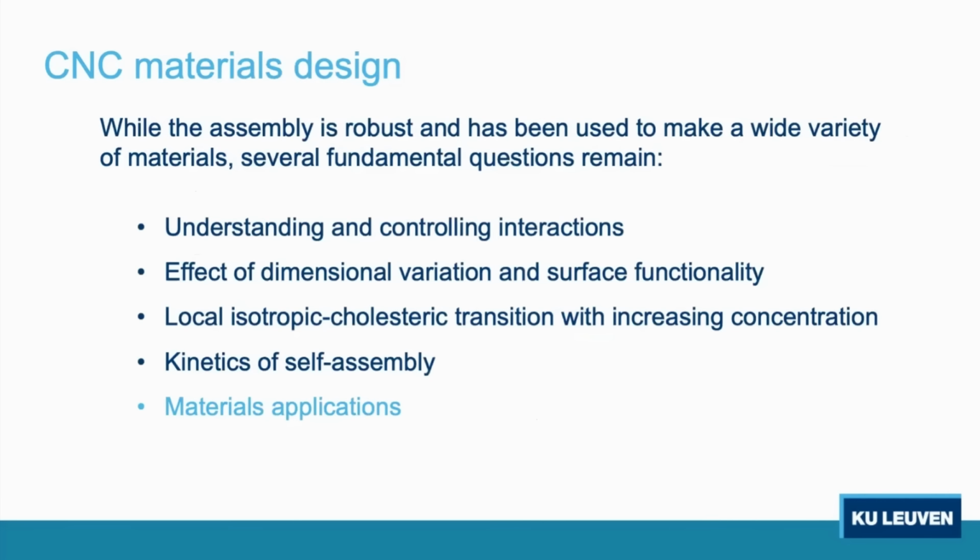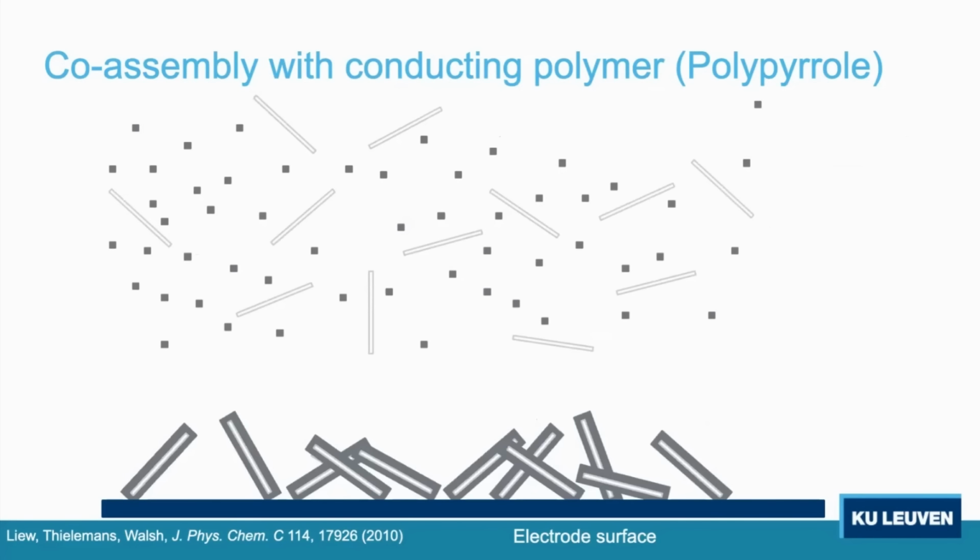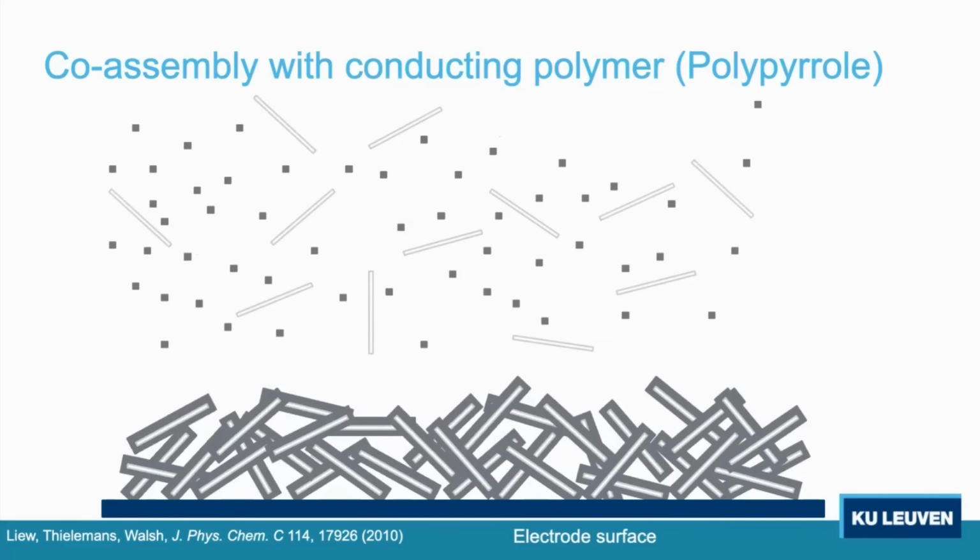And I have still a couple minutes. So here are some examples of where we apply some of the knowledge that we have in materials. One is co-assembly with conducting polymers. We have CNCs, which are negatively charged, in an aqueous suspension with pyrrole, and we have an electrode. We apply a voltage. The pyrrole is electropolymerized to polypyrrole, becomes positively charged, sticks to the negatively charged CNCs, and you basically get a porous deposit of CNCs coated with polypyrrole.